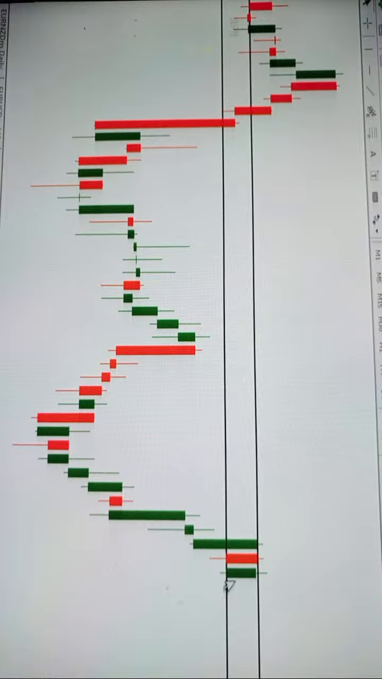So the reason why I'm marking this is these are strong zones, strong support and resistance zones. Because of this, these candles are behaving in a different kind of way. So I'm going to see whether they will turn out to be railway tracks or not, though the week is just starting.